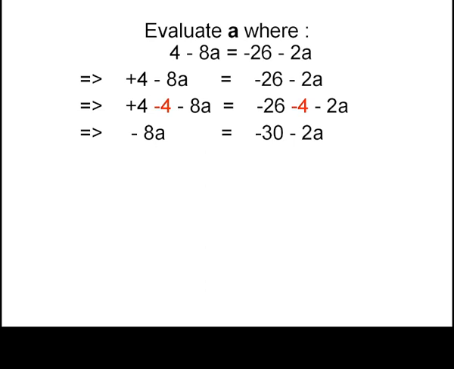So what's the opposite of taking away 2a? The answer, of course, is adding 2a. So if I add 2a to the right hand side, I have to add 2a to the left hand side because this is a balance. We want to keep things in balance.